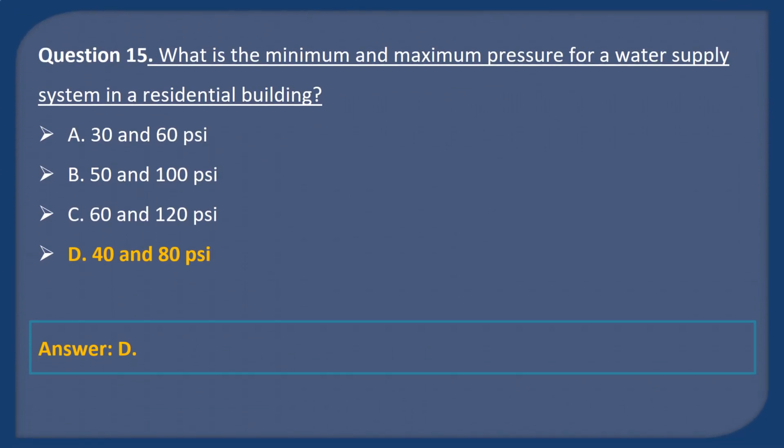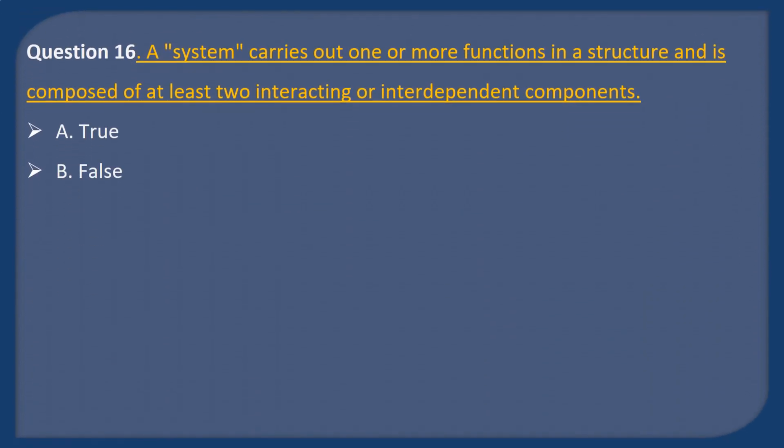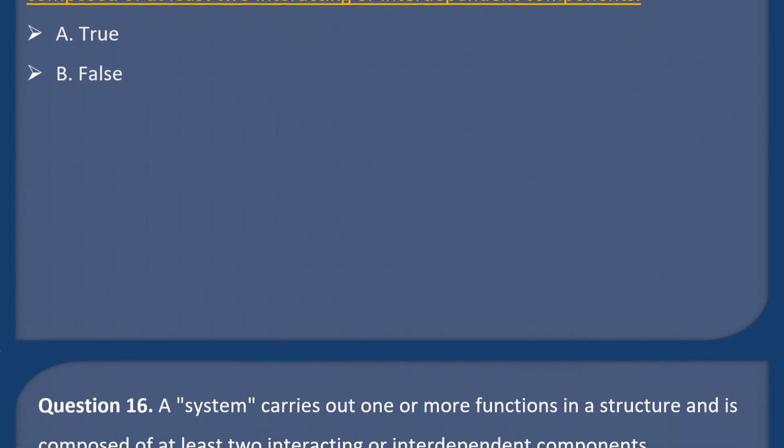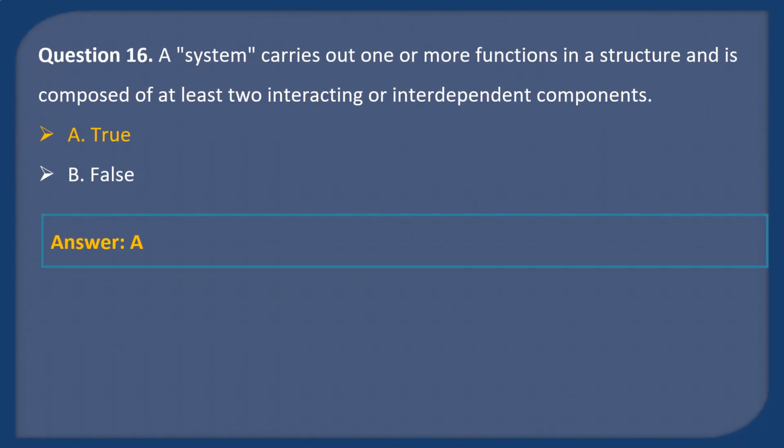Answer D. Question 16. A system carries out one or more functions in a structure and is composed of at least two interacting or interdependent components. A. True. B. False. Answer A.